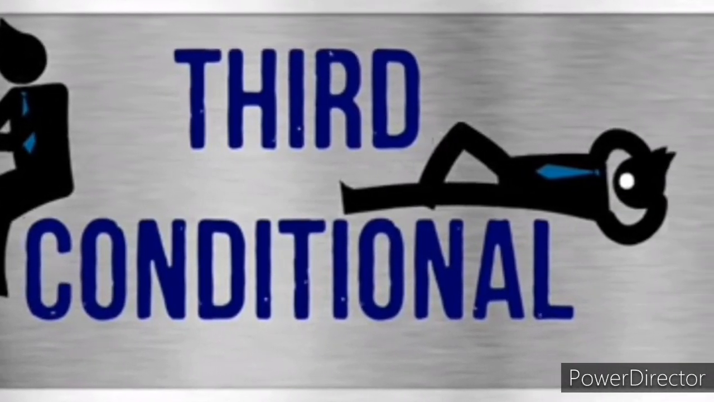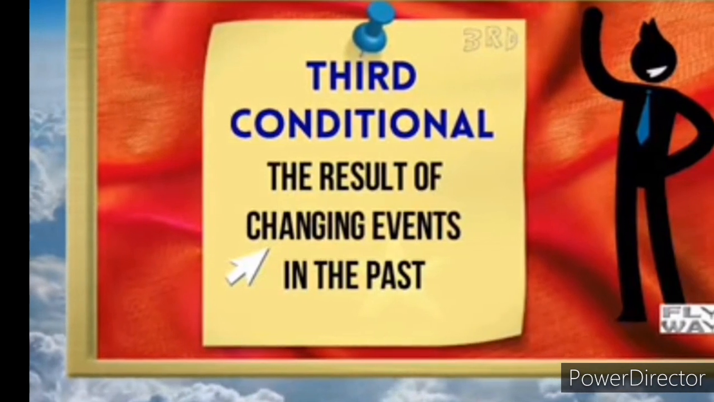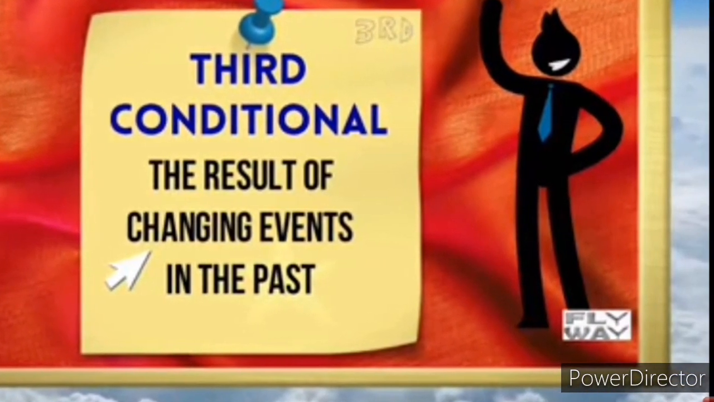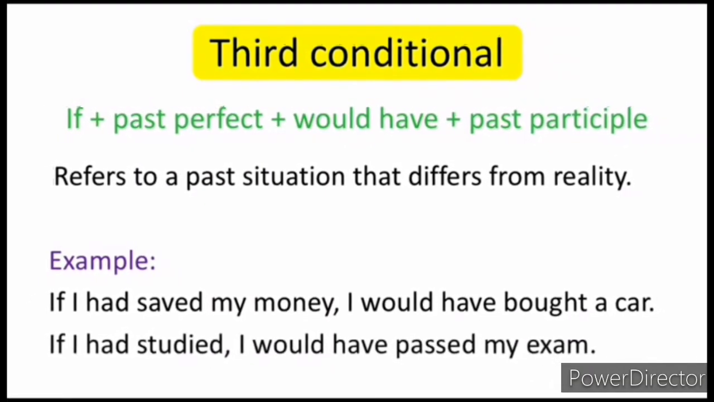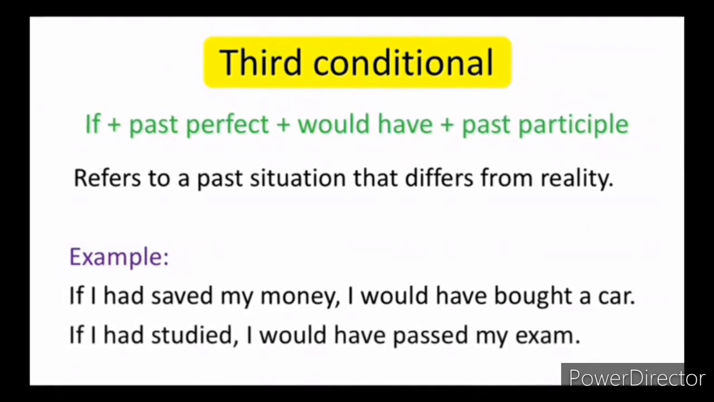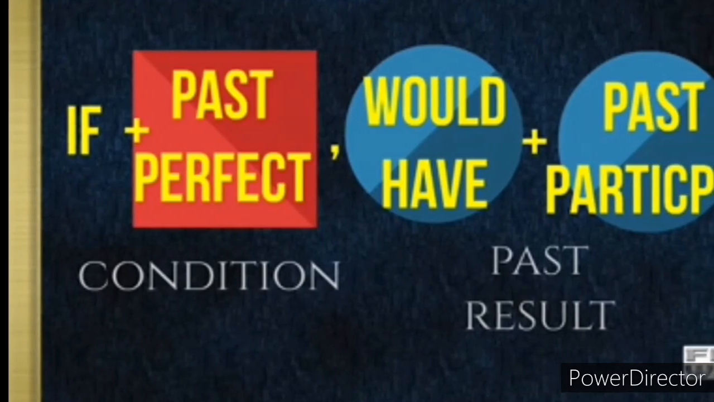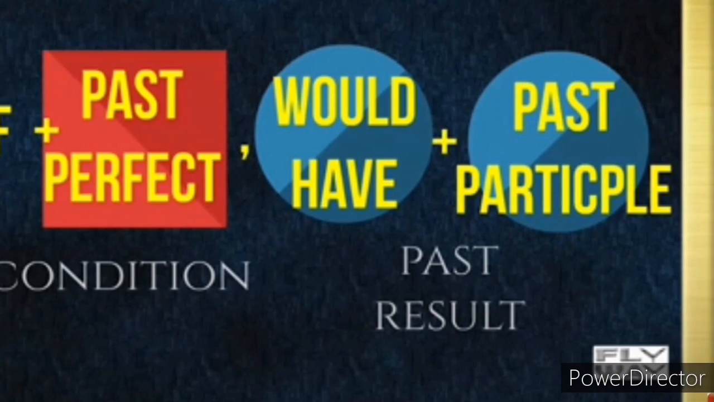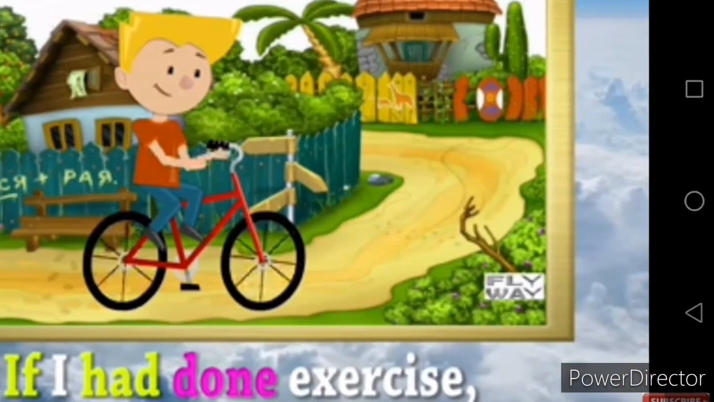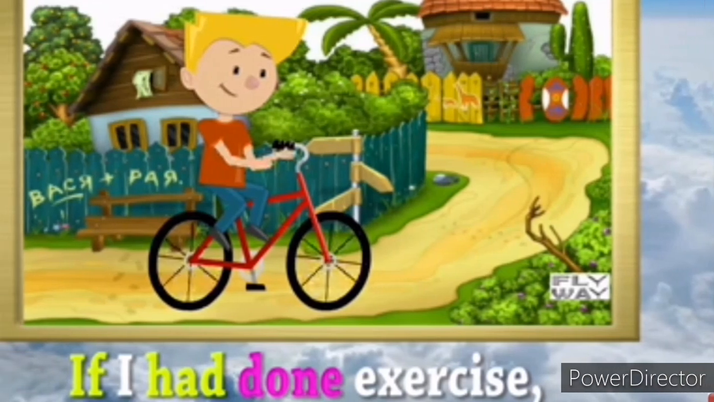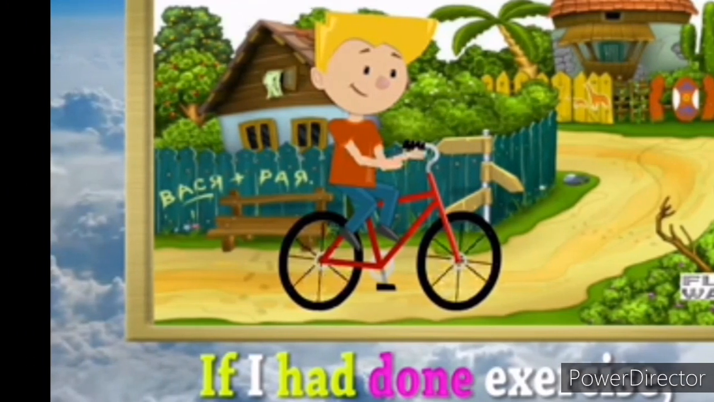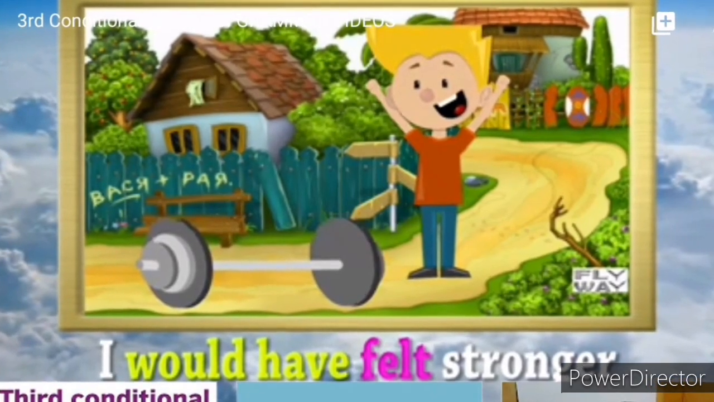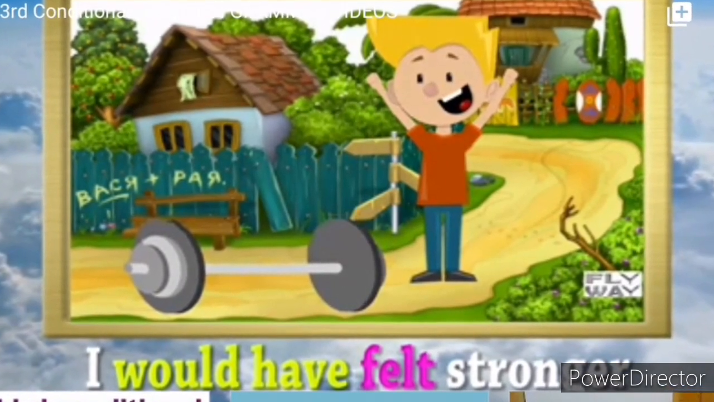Okay, the final type is third conditional, which refers to a past situation that differs from reality. Here, the condition part comes with had plus V3, that is past perfect tense, and the result part comes with would have plus V3. Just observe this example. If I had done exercise, I would have felt stronger. Had done, had plus V3, which comes with would have plus V3. That's would have felt. Okay, clear? Now it's your turn.